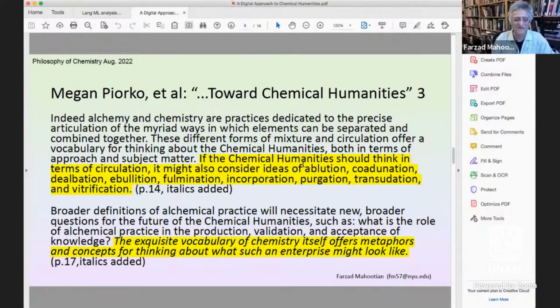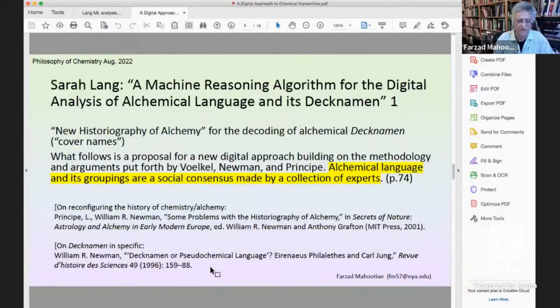I've never seen most of these here. Ablution, I've seen, of course, coadunation, dealbation, ebullition, and fulminate, etc., to describe various knowledge processes. I think that's fun to suggest, and I think they're dead serious about using that. In any case, that's it for her article. I recommend reading it. It's a wonderful and very nicely written piece.